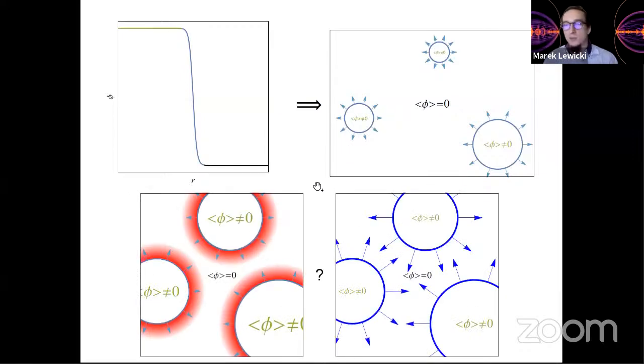In most of the talks that we've seen up to now, what will happen is that the acceleration will stop due to friction from the plasma. But the question is: is it possible that the bubble actually keeps on accelerating all the way up until the collisions happen?